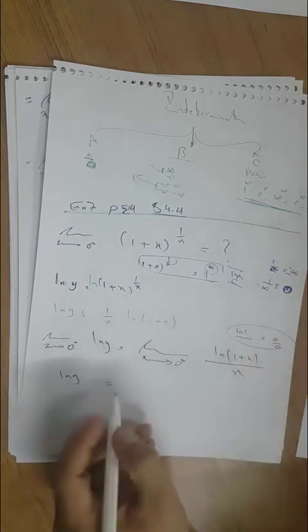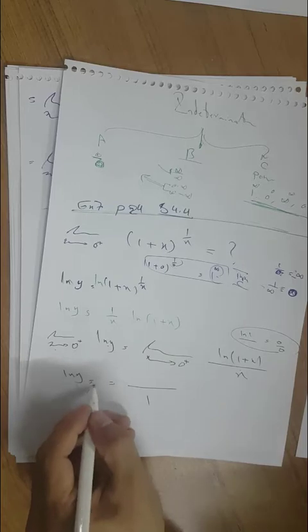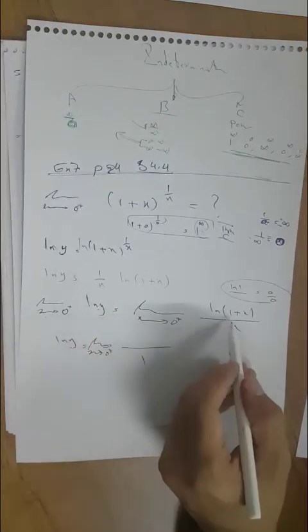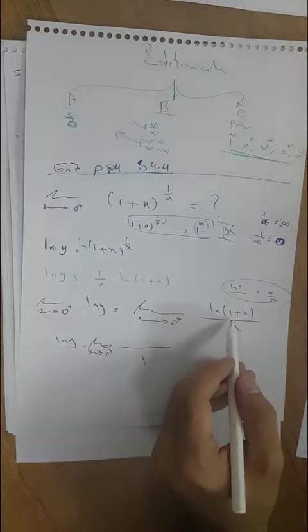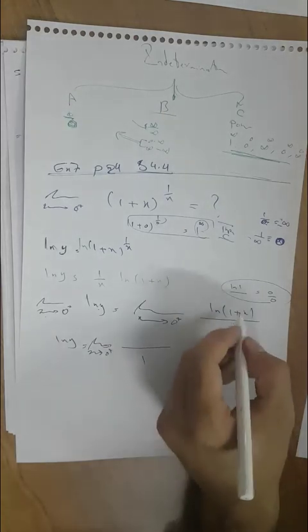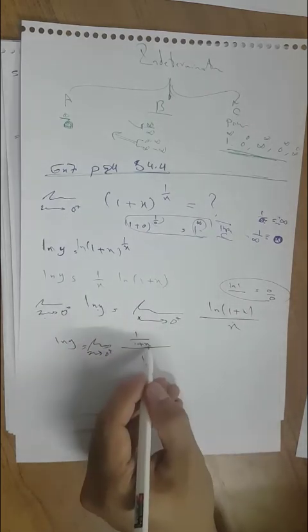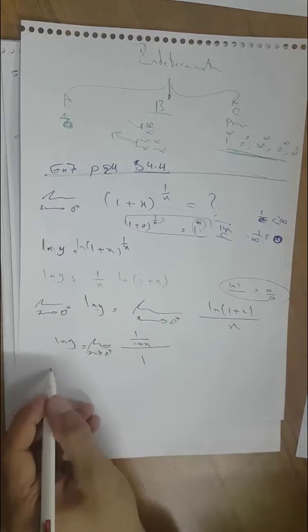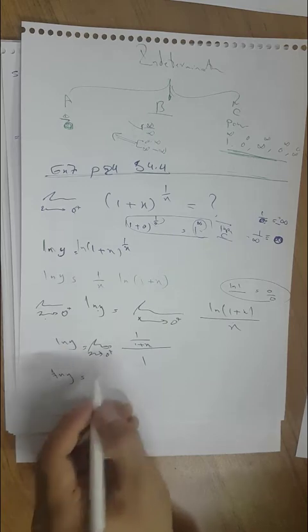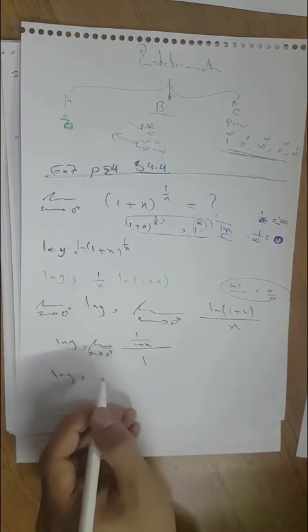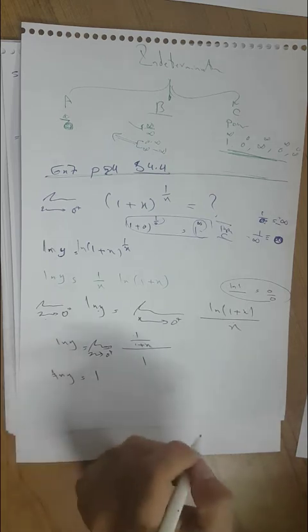So use L'Hopital again, limit as x approaches 0 from the right side. Here we have what? We have 1 over 1 plus x. So put 0 here, you will get what? Ln of y is equal to, if I put 0 here, I will get 1 over 1, which is equal to 1. Ln of y is equal to 1.